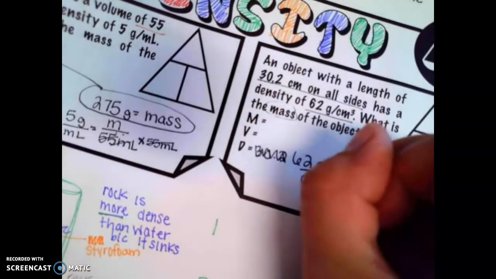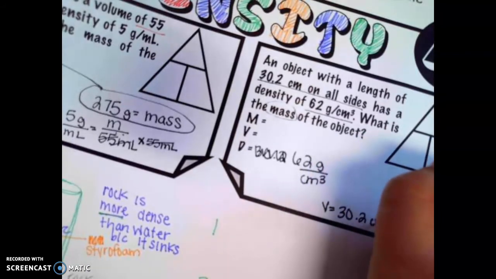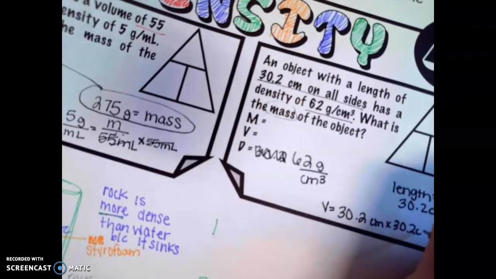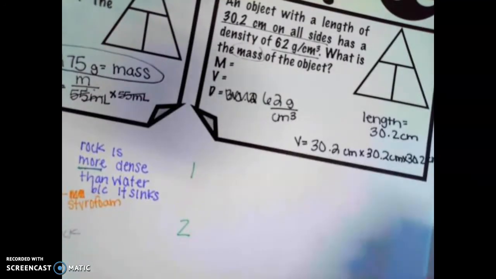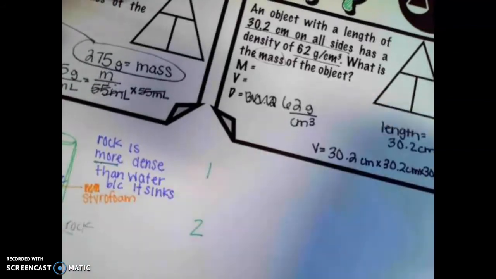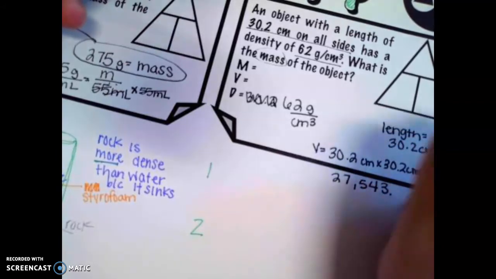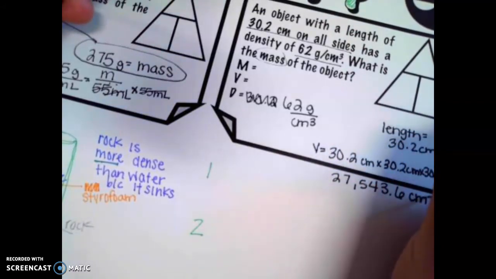So that would mean that volume equals 30.2 centimeters times 30.2 centimeters times 30.2 centimeters. Let's do the math real quick. 30.2 times 30.2 times 30.2 equals 27,543.6 centimeters cubed.